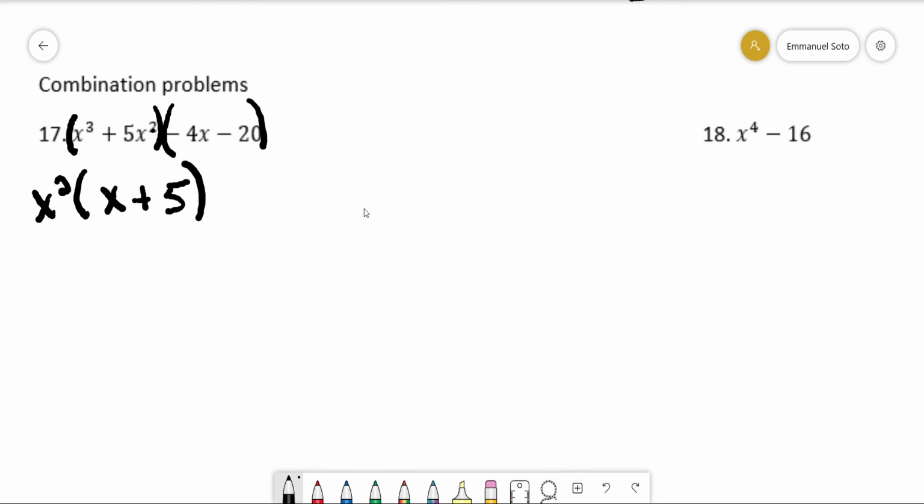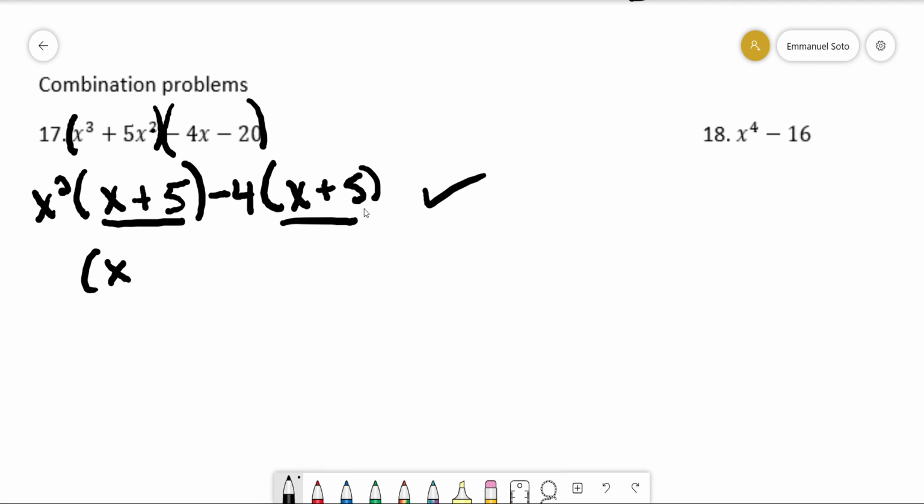All right, here I got 2 negatives, so that means I'm going to pull out a negative. I can pull out a 4, because 4 goes into 4, and 20 as well. And we have an x left over, and then negative 4 times positive 5 will give me negative 20. All right, so now this matches up, which means we did it correctly. So we have x plus 5 as one of our factors, x squared minus 4 as our other factor.